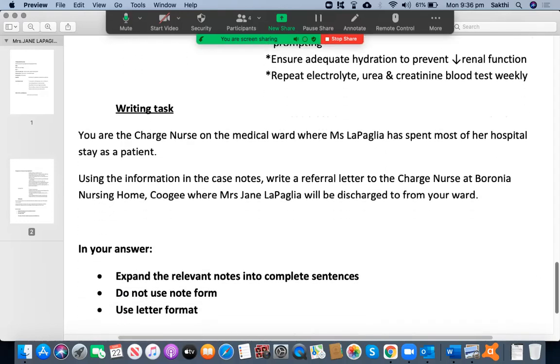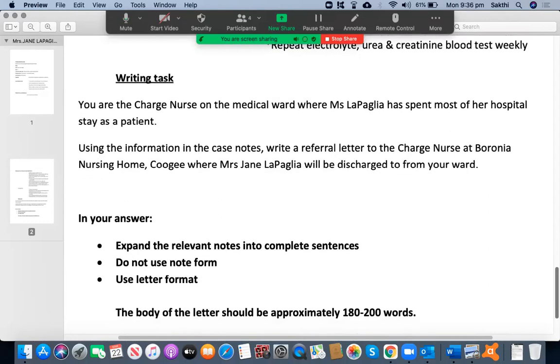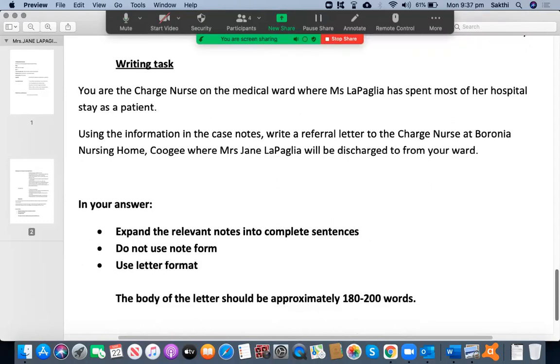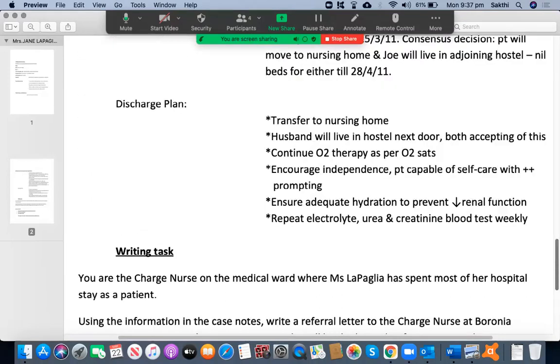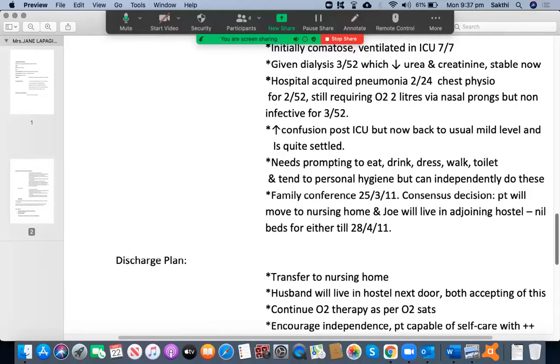You're the charge nurse on the medical ward where Miss Lapaglia spent most of her hospital stay as a patient. She will be discharged from your ward. That's all right. I think you have included all of them. But what about this one? Like needs prompting. I mean, she needs encouragement to do these things and tend to personal hygiene, but can independently do this. So she can do that, but she needs only encouragement.